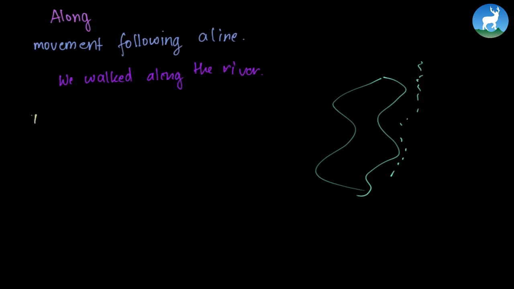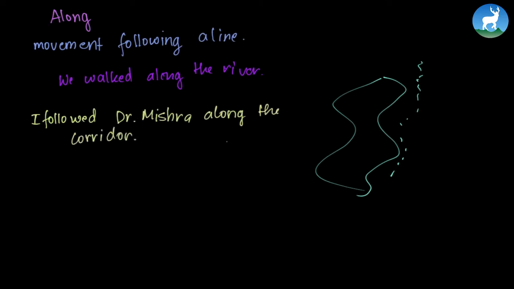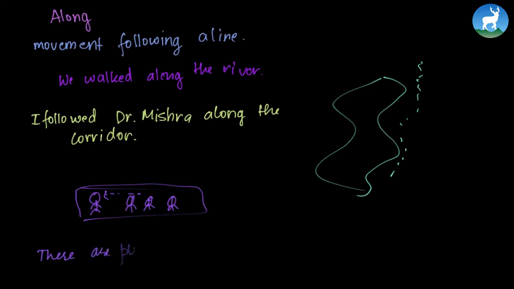Another example, I followed Dr. Mishra along the corridor. So if this is a corridor and here stands Dr. Mishra, I am following Dr. Mishra. So I am going along a straight line. We can also have another example. There are plenty of restaurants along the river.